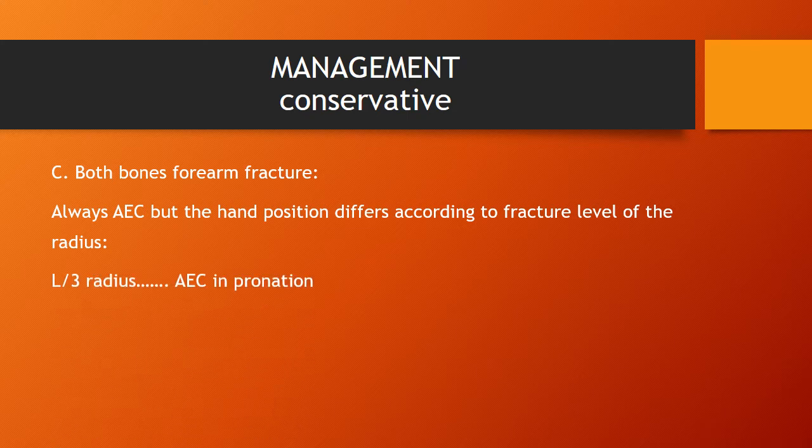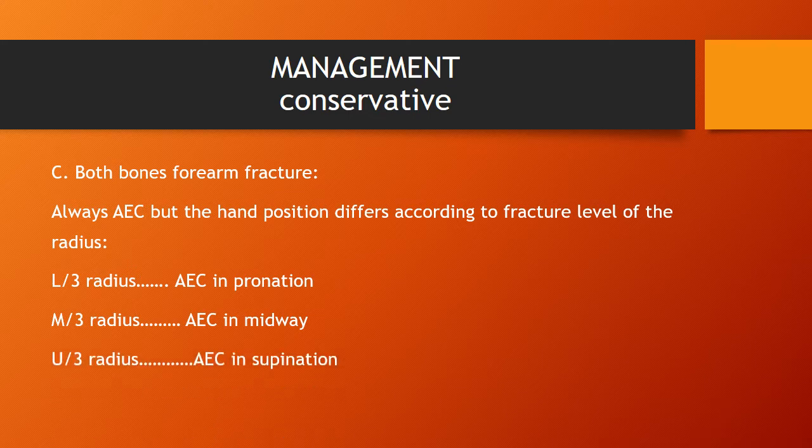This means that if the fracture is present in the lower third, we will go to above elbow cast in pronation, while in the middle third radius, above elbow cast in midway, and in fracture associated with the upper third radius, above elbow cast in supination. We have to ask ourselves why.